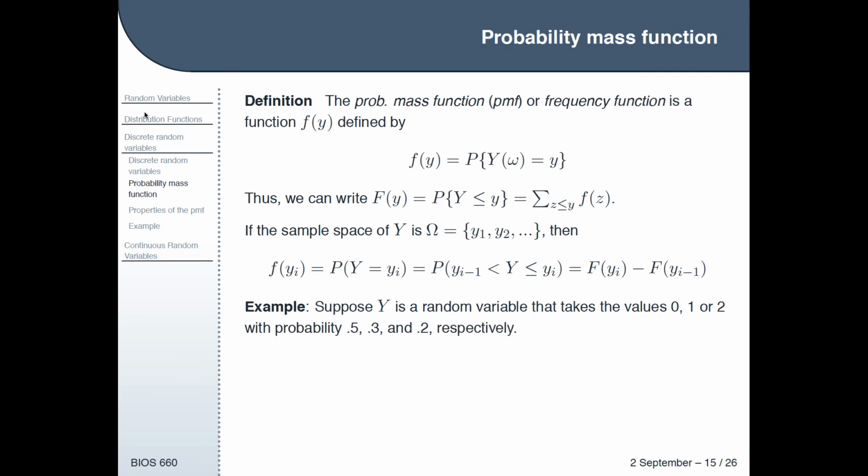So, simple example, say Y is a random variable that takes on the values 0, 1, or 2 with probability 0.5, 0.3, and 0.2 respectively. Won't even ask about this one because hopefully it's just an insult to your intelligence if I did. But the little f of 0, the probability that this random variable is equal to 0, would be 0.5. The probability that it's equal to 1 is 0.3. And the probability that it's equal to 2 is 0.2. Hopefully that's straightforward enough.